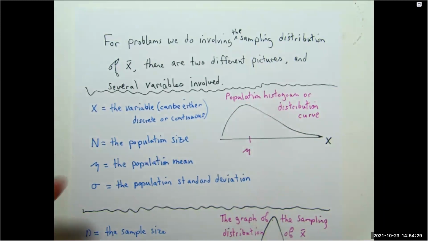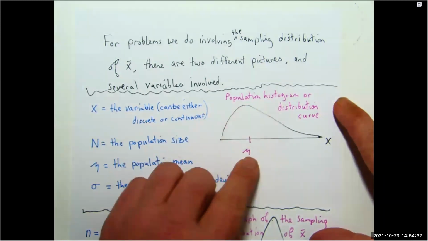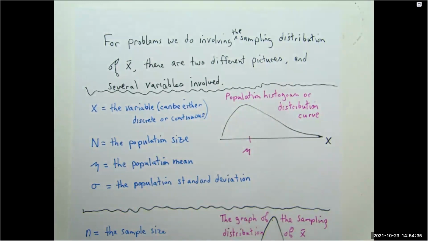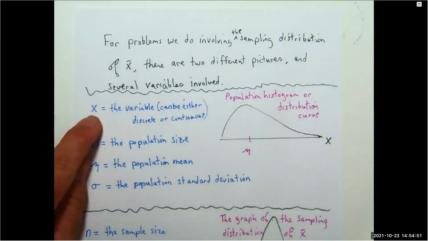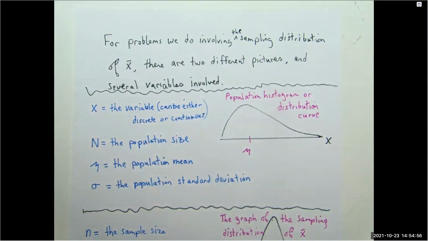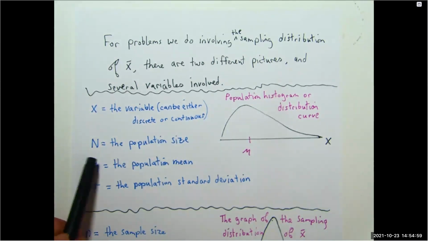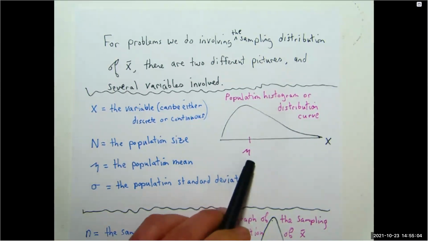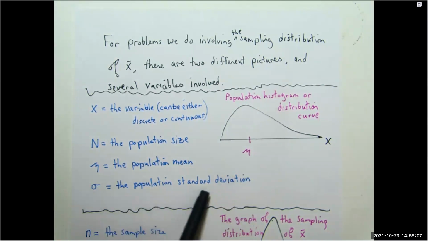But in general, we may not even know what the population distribution looks like, but that's okay. We can use the theory, the central limit theorem, which I'm going to present later, to answer some questions about, or to do some applications of sampling distributions. But there will always be a picture of your population histogram. It's just the graph of your random variable X, which in this case could be discrete or continuous. Big N is going to represent your population size, and from before, mu will locate the population mean, and sigma will be the population standard deviation.